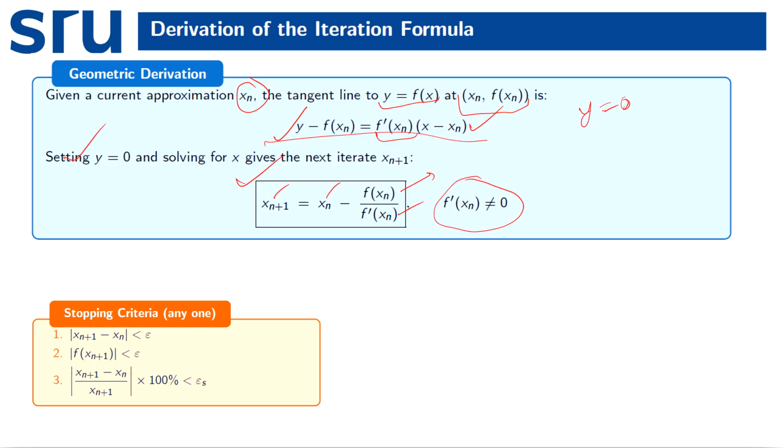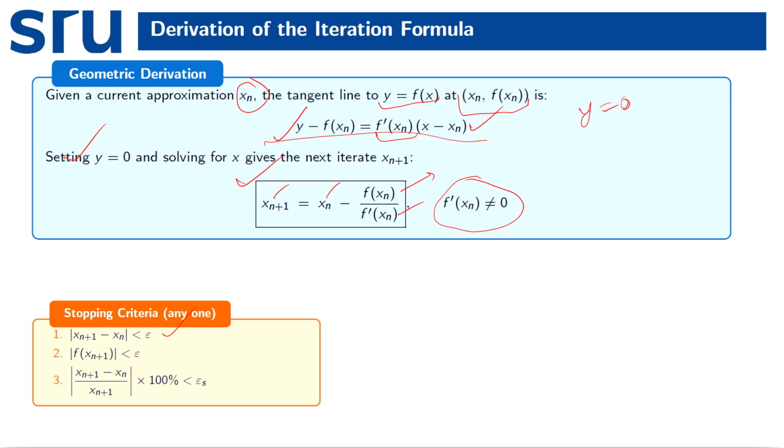Now, the next question is, when do we stop the iteration? We cannot continue for infinity, right? So we use stopping criteria. There are mainly three common conditions. First one is if the difference between the successive values is very small, that is |xn+1 - xn| is less than epsilon, where epsilon is very small. In that case, we will stop the iterations.